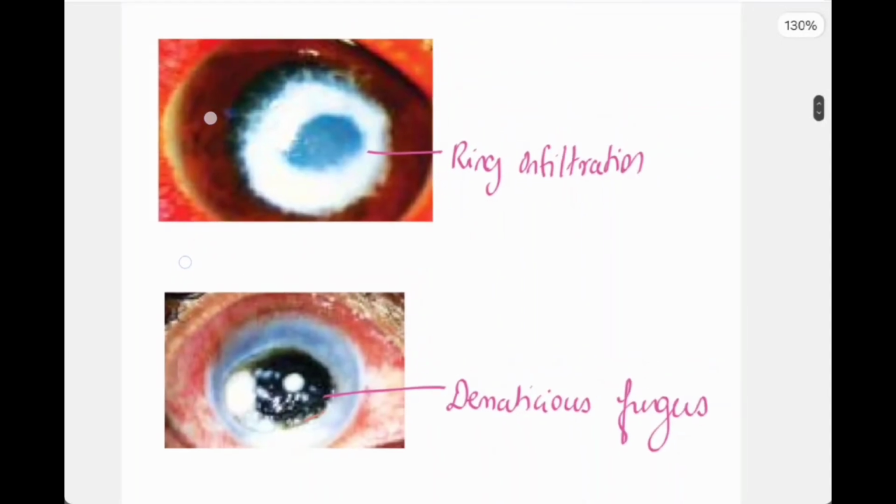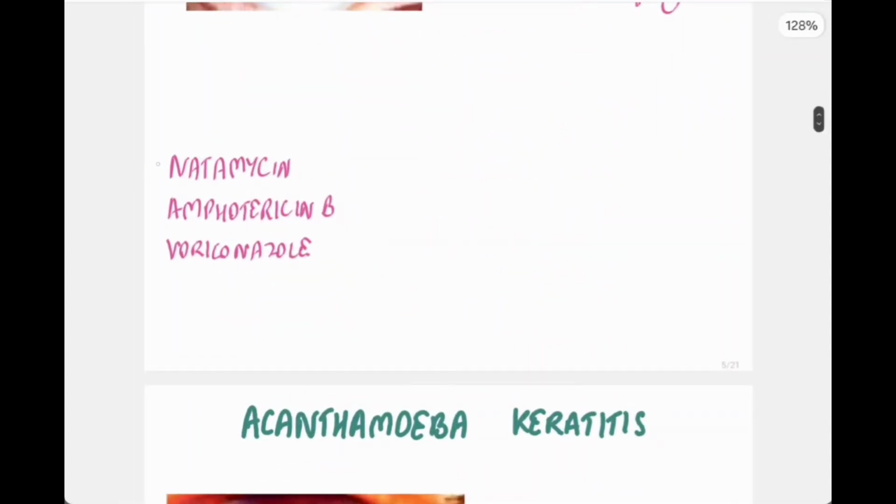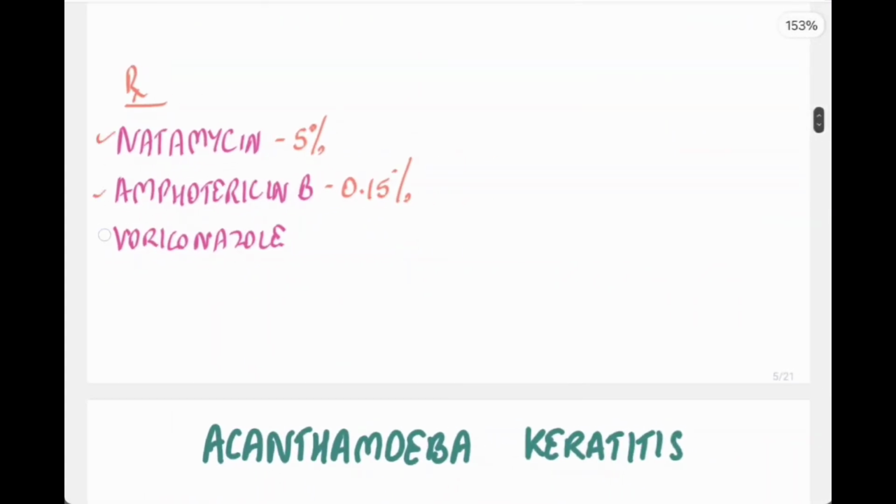Dematiaceous fungal keratitis often produces pigments on the surface of the ulcer. Fungal keratitis is treated using topical antifungal agents. Natamycin 5%, amphotericin B 0.15%, or voriconazole every 1 to 2 hourly. May require therapeutic penetrating keratoplasty in severe cases.